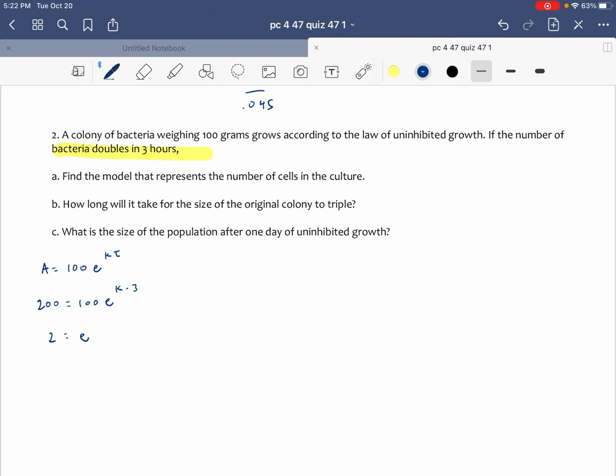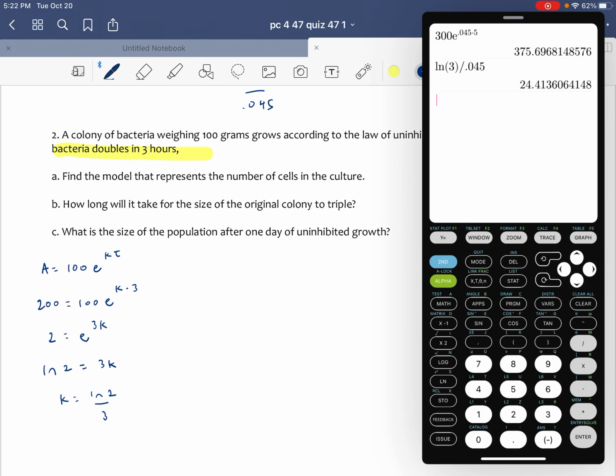I'm going to divide the 100. I get a 2 for double. I'm going to rewrite the k times 3 as 3k. Natural log of the 2. Pull the power out because I did the natural log of both sides. Natural log of e goes away. So that will be our k value. So our k is 0.2310. And I'm going to store that so I have that forever for this problem.